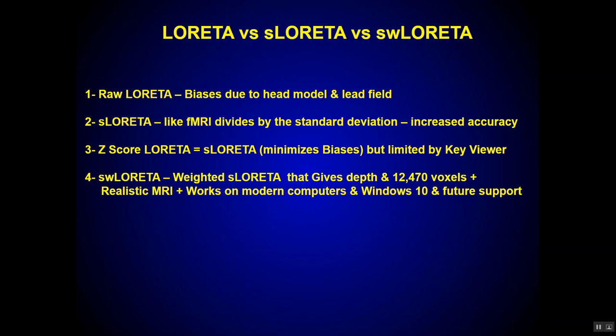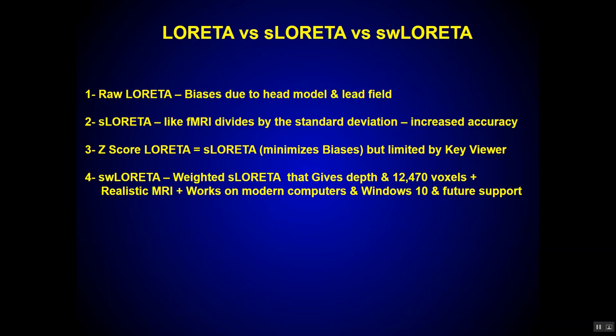Z-score Loreta is what we use. We divide each voxel by the standard deviation of currents that were generated from a large population of normal subjects, and it also gets rid of the bias by the spherical head.